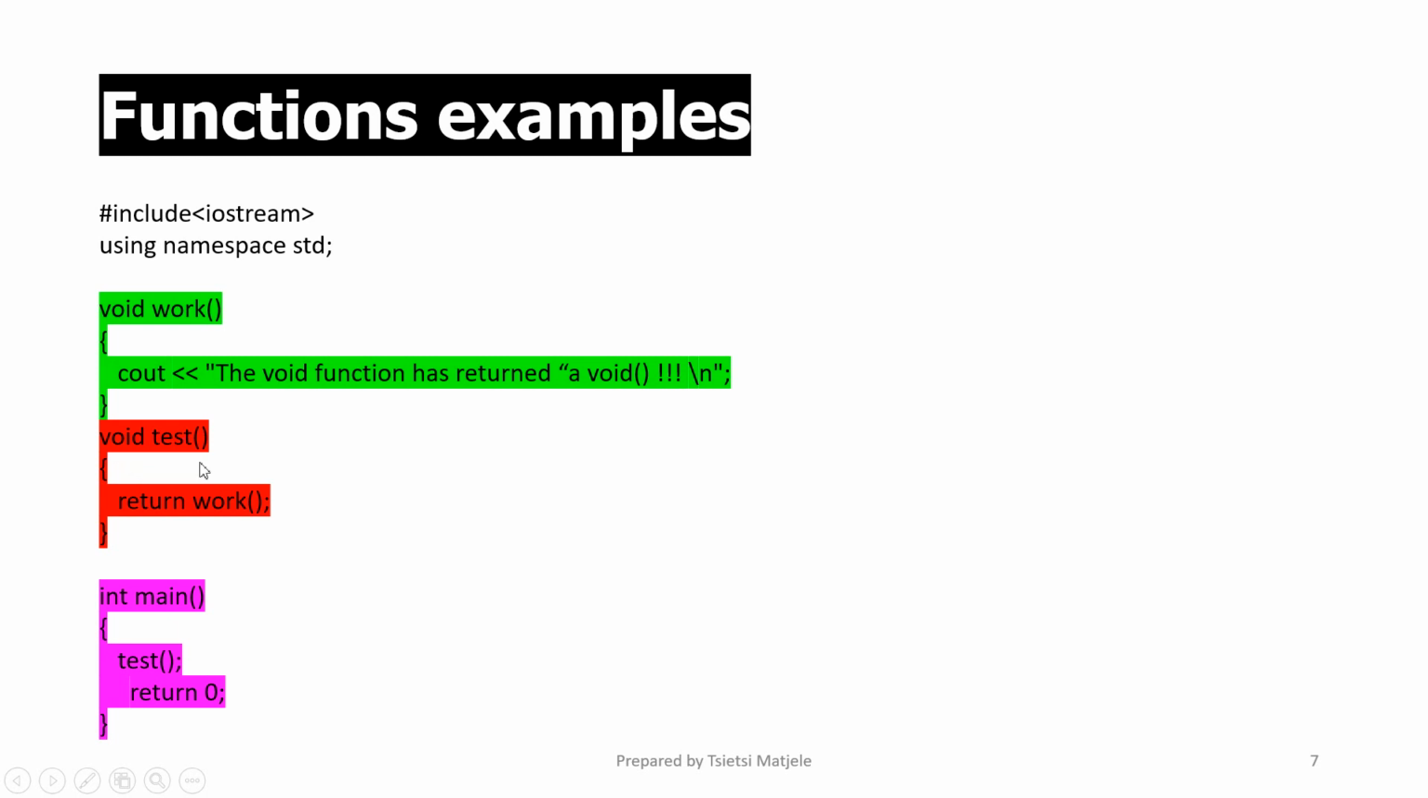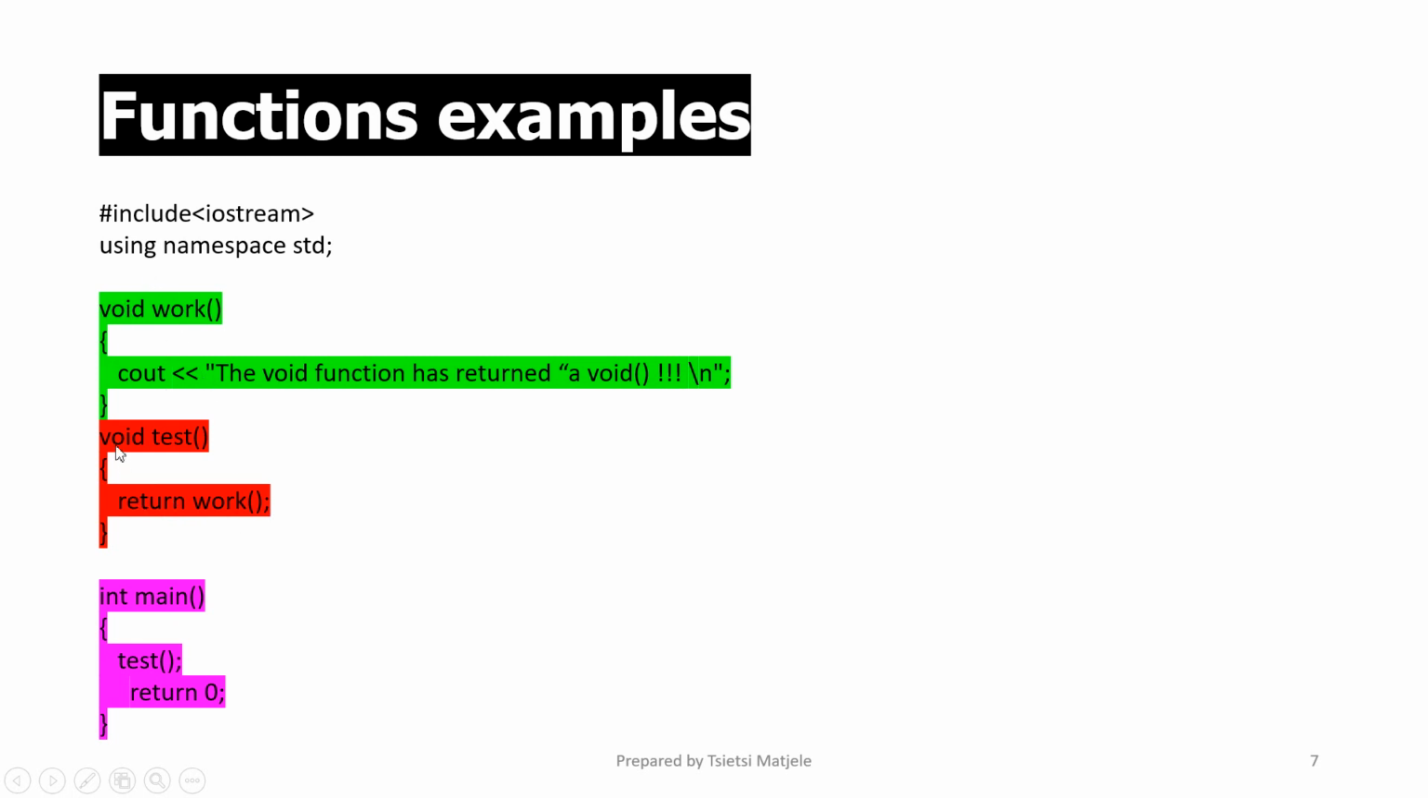Function test. Then inside the main function, we also call the test function. What is going to be the output? The output that we are going to get, because within the test function, we have returned a work function, which means we have returned the void.